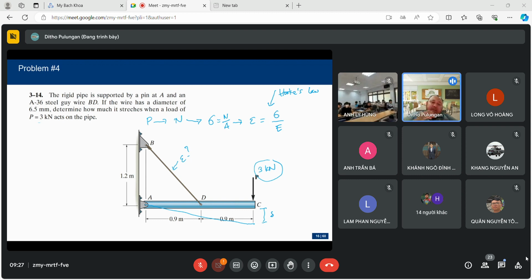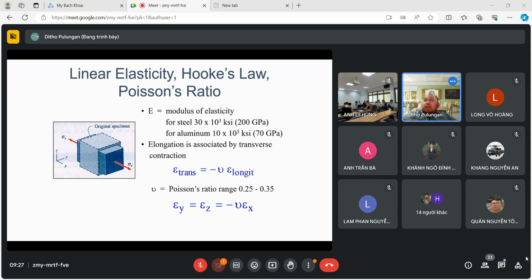In the previous questions, you're given directly the delta, so you can calculate directly the epsilon. But in this case, you cannot do it. You need to do it one by one. Any questions? So I will skip this part first. We're going to see this again. But let's continue with Hooke's law.